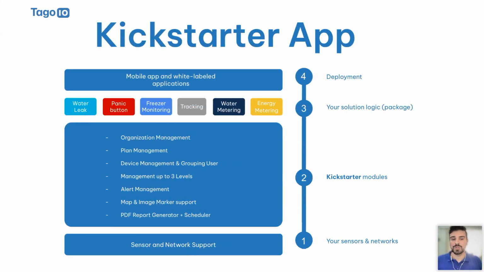So this is the structure that we have today: sensor and network support. That is our first step. We'll do that on the Kickstarter, and from there we're going to work on the top layer, which are the modules that are included with it. And that, as I mentioned, is organization management, plan management, device management, and grouping. So management up to 3 levels.